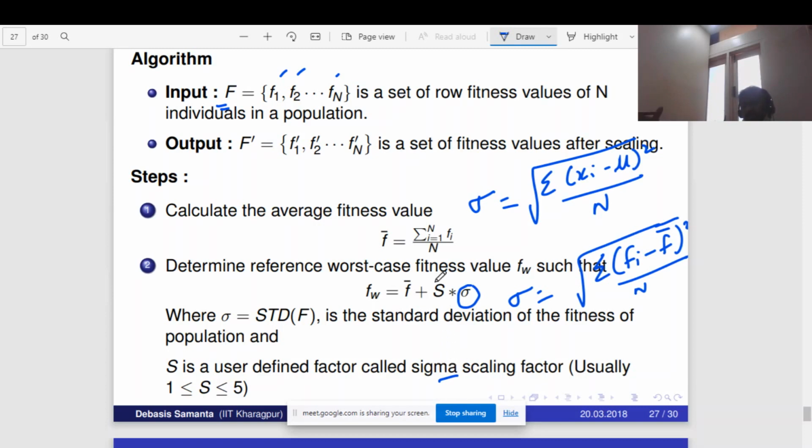Normally we are scaling. Scaling means we are either increasing or decreasing the value, right? So here in this case we are increasing. Scaling is usually between 1 to 5. Again the programmer should choose this value depending on how much scaling is required. Accordingly that S value will be decided.